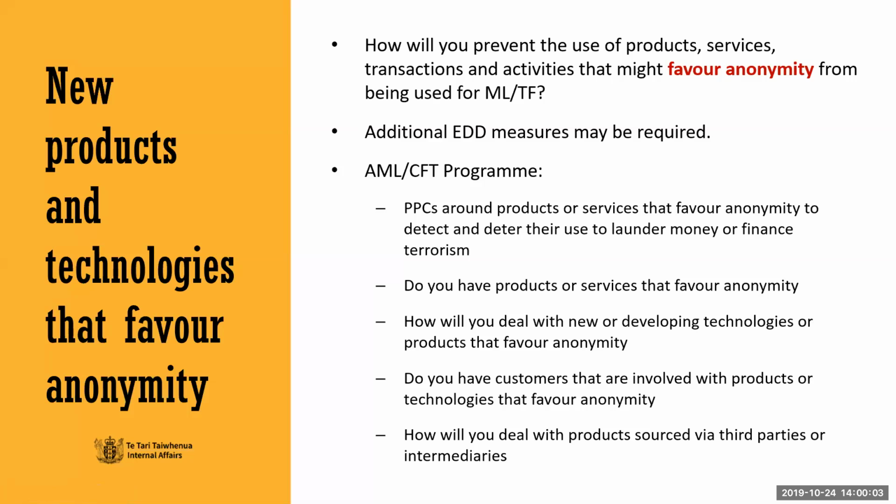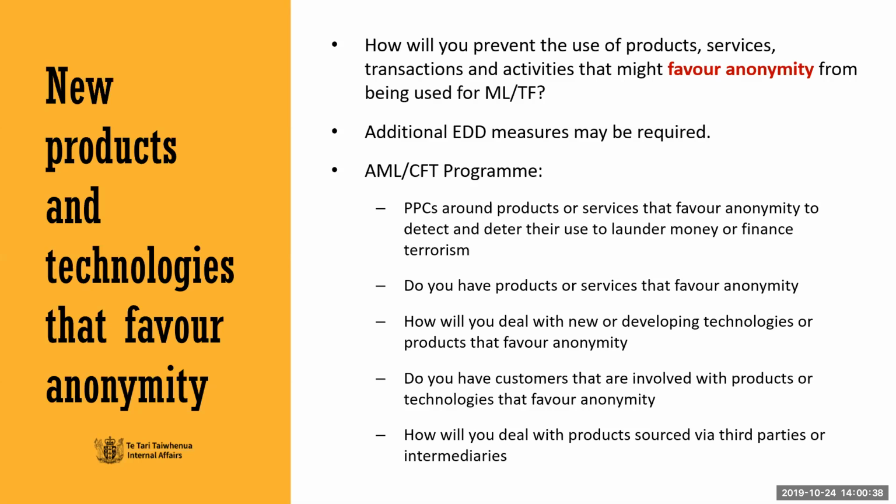Additional EDD measures may be required to prevent money laundering and terrorism financing through products and services that favour anonymity. For example, products that permit online transactions that conceal or disguise beneficial ownership. This is because without effective account monitoring, it can be difficult to ensure that the account holder does not permit another person to operate the account. If you offer products or services that favour anonymity, your program must have adequate and effective procedures, policies, and controls to detect and deter their use to launder money or finance terrorism.